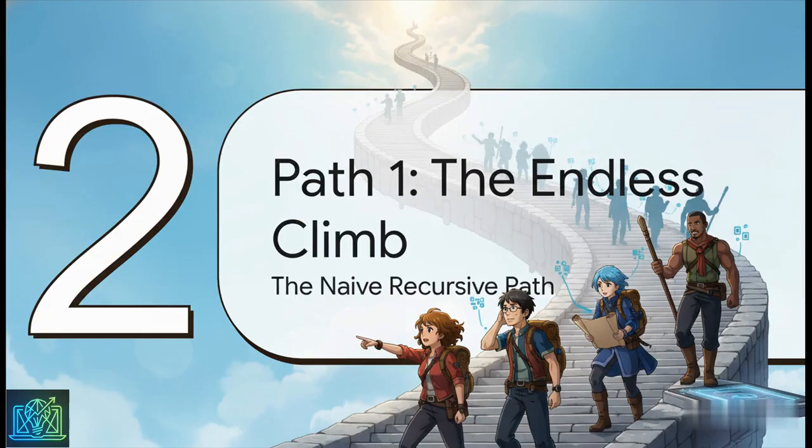Okay, so how do we actually write a program to figure out the height of, let's say, the 50th step? Well, the first path that most of us try is the most obvious one. It follows that rule we just learned perfectly. But as you're about to see, it is an exhausting climb.